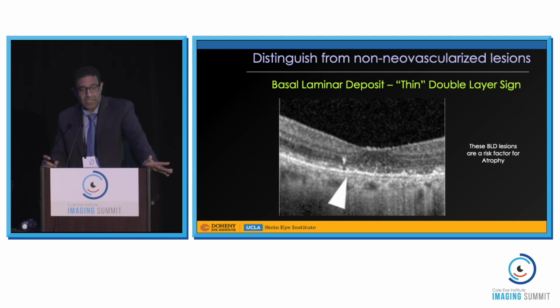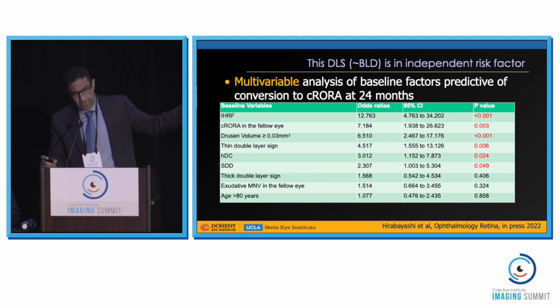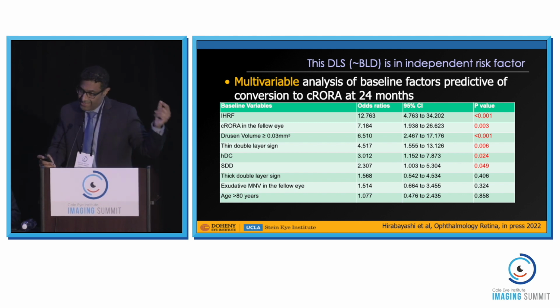And it's important because in a recent paper, we demonstrated that, yes, all those different risk factors like hyperreflective foci, all important, but even when considering them, this thin double layer sign, which we think in many cases corresponds to a thickened basal laminar deposit, that itself was an independent risk factor for progression to atrophy over 2 years.